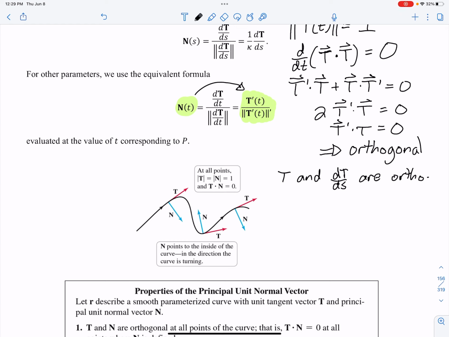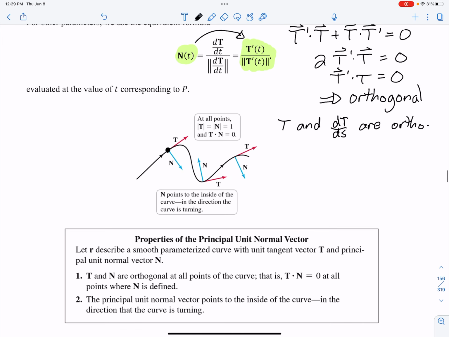So take a look at this curve in 2-space. At this point here, the tangent vector tells me which way to go, and then the normal tells me how to turn. Notice this one is going to the right, and it curves. This one's going to the left, and it curves back that way. So the normal is always showing where the curve is going to turn, where the curvature is. It's pointing in the direction of the curvature.